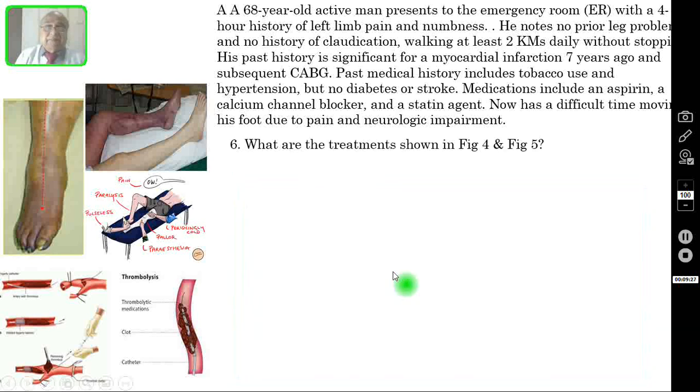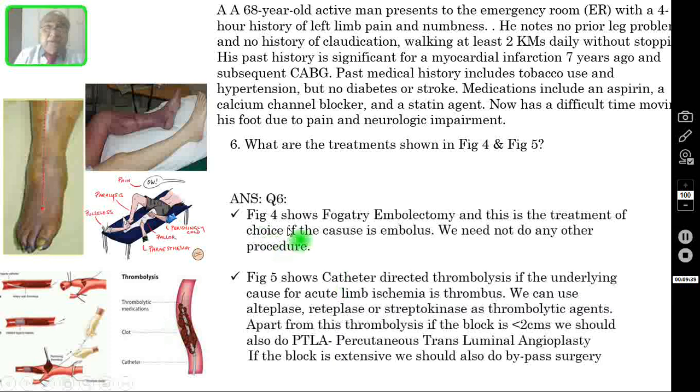So question number 6, what are the treatments shown in figure 4 and figure 5? This is figure 4, this is figure 5. The correct answer is, figure 4 is showing the Fogarty embolectomy, and this is the treatment of choice if the cause is embolus. We need not do any other procedure. You have to do just Fogarty embolectomy, that's all.